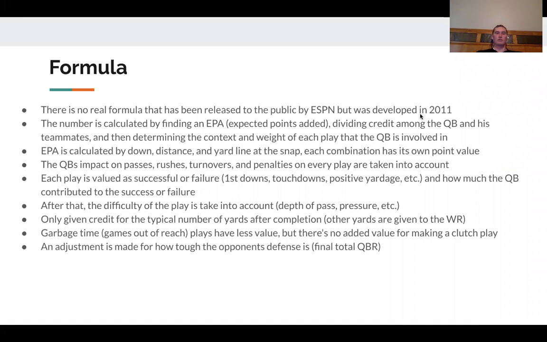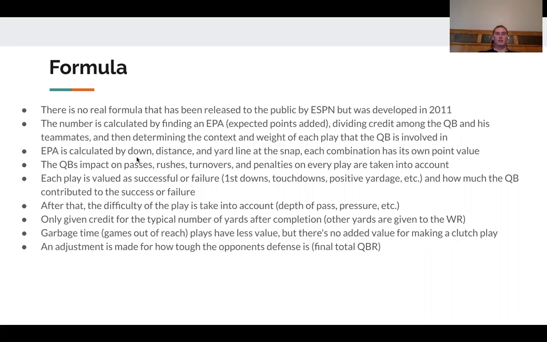So we don't actually know the real formula. This stat was developed in 2011 by ESPN, but they never released a formula to the public. But we kind of know what goes into it. It starts with expected points added, and then they divide the credit among the quarterback and the teammates that contributed to the play. Then they determine the context and weight of each play that the quarterback's involved in.